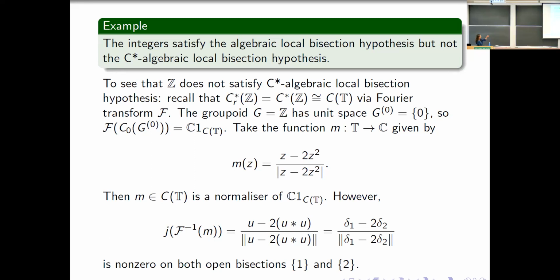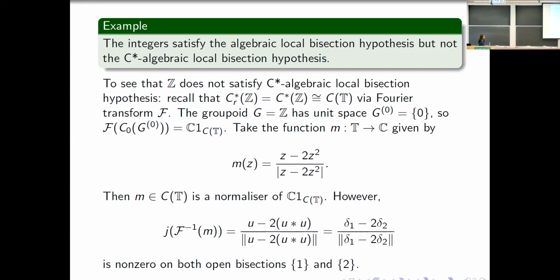And then because now I take this set of integers as my groupoid, the unit space in that case is just the identity, right? Just a zero. Yeah, a trivial unit space. And so now if I look into what will be the Fourier transform of the subalgebra, I mean this C0 of the G naught, then this is just a collection of all the scalar multiples of the identity function defined on the circle. Yeah. So that's our image of the C0 of G naught under the Fourier transform.